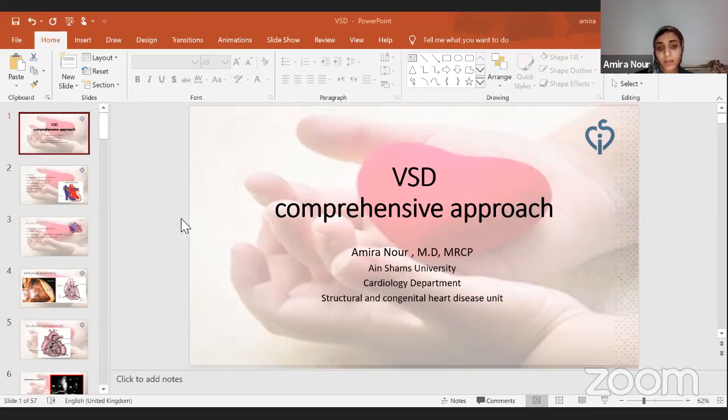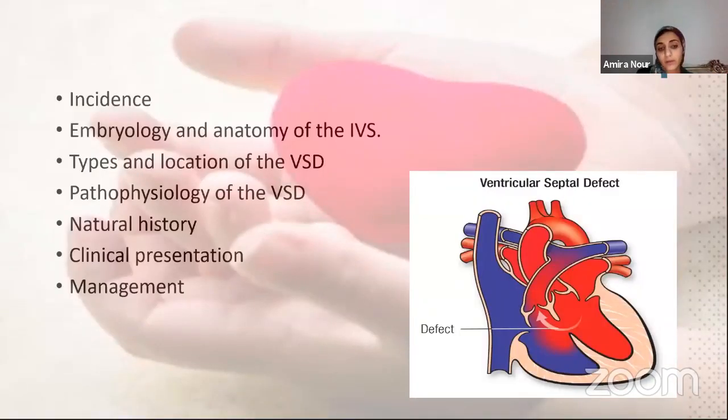My talk today will be a comprehensive approach about VSD, or ventricular septal defect, and I hope we will disclose all the sites and cover all its aspects. Actually, it is a basic comprehensive approach. First of all, I would like to highlight the titles that I will talk about. I will talk about the incidence of VSD, the embryology and anatomy of the interventricular septum, different types and location of VSD, the pathophysiology and the hemodynamic significance of the VSD, the natural history of the patients left untreated, and the clinical presentation. And the best workup for all those patients with VSD, or their management.